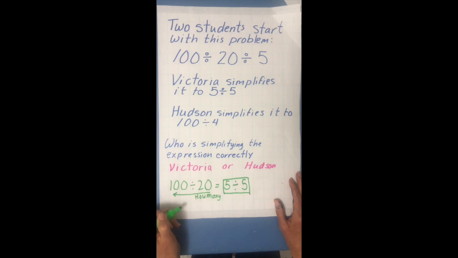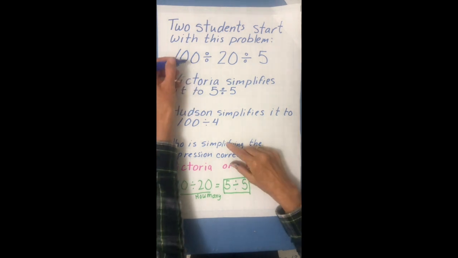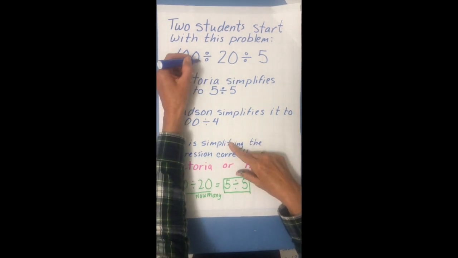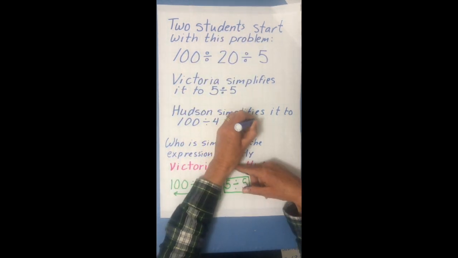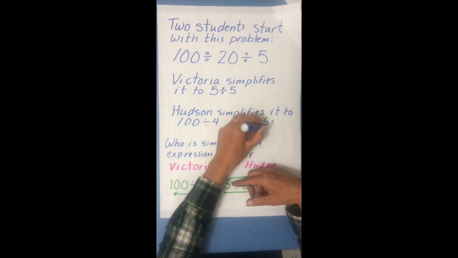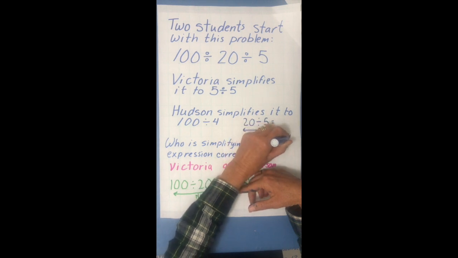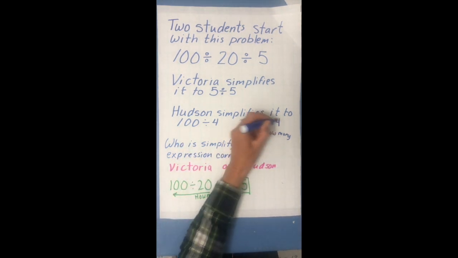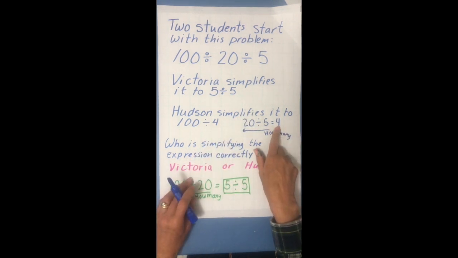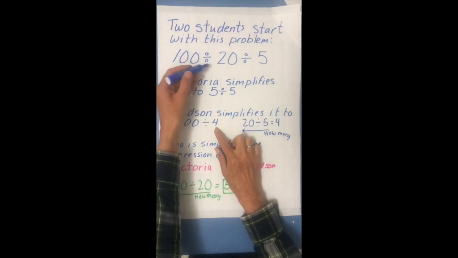Okay? Now let's look at Hudson's. I ran out of room here, so I'll just do it here. How would Hudson have done this? Well, it looks like Hudson ignored the 100, right? And just went straight for 20 divided by 5. Now, if we did this, we'd go backwards and ask how many 5s are in 20? 5, 10, 15, 20. That would equal 4. And then after he did that, he took this 4 and put it here. And then divided 100 divided by 4.